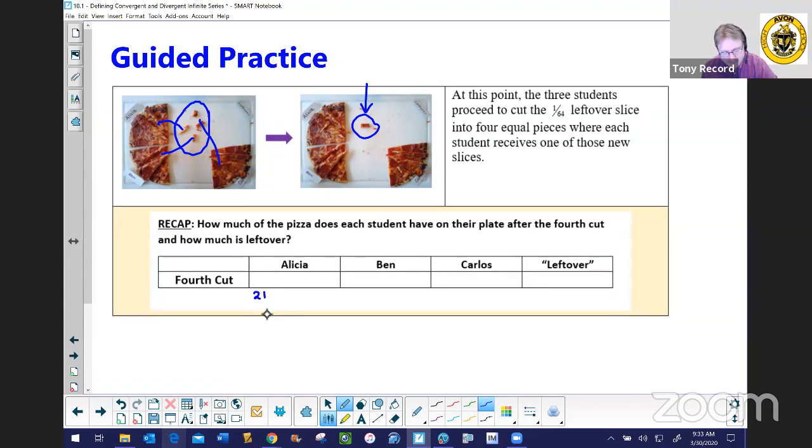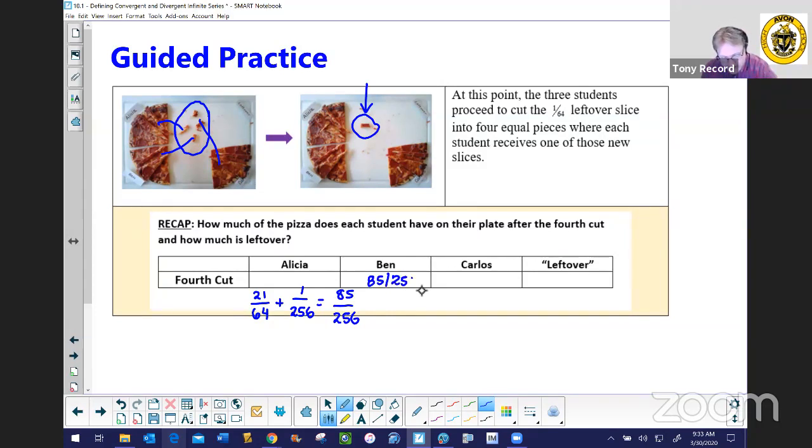Well, remember, Alicia, Ben, and Carlos from the previous cut had 21/64ths, I believe. And if we add 1/256, and if again, you get the common denominator, multiplying by 4, 21 times 4 is 84. And then if you add 1, you're going to get 85/256. And I think we're all glad that we're not going to slice this pizza anymore. Trust me, my fingers were glad as well.